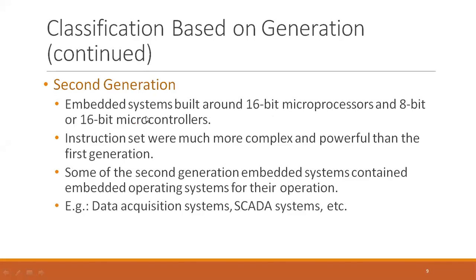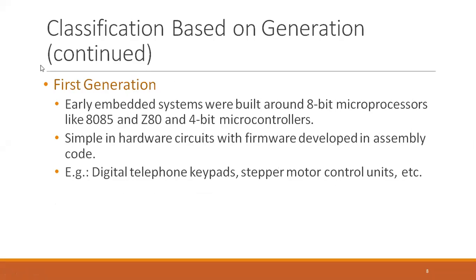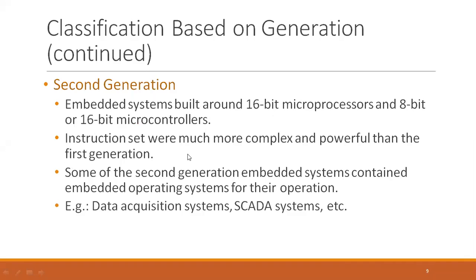And the second generation embedded systems were built around 16-bit microprocessors and 8-bit or 16-bit microcontrollers, right? They have a combination of these two, that is a microprocessor as well as 8-bit or 16-bit microcontrollers. Instruction sets were much more complex and powerful than the first generation, right? The first generation used simple hardware circuits and very simple instruction sets, but for the second generation the instruction sets were a little more complex and also more powerful.